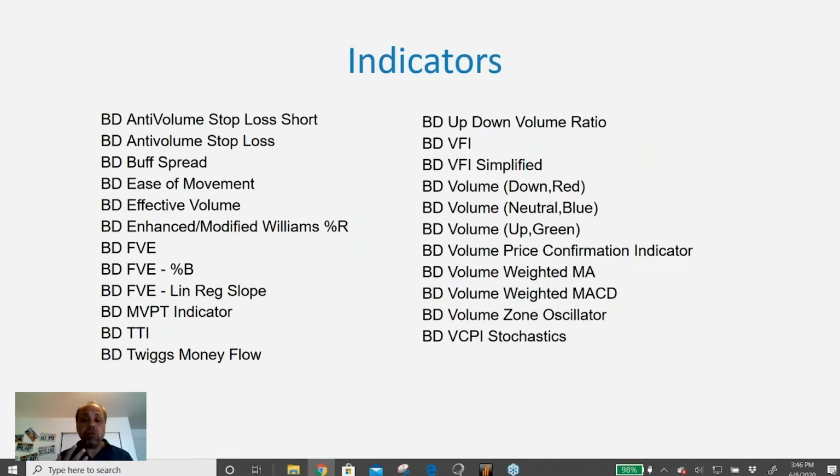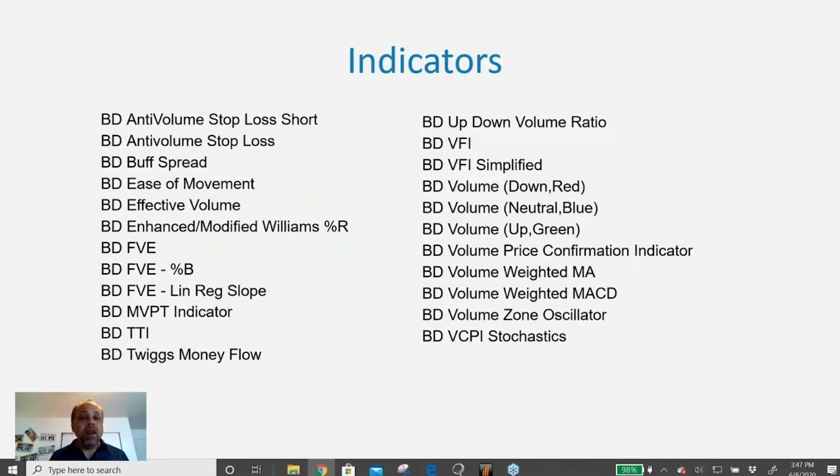And here's a list. I'm certainly not going to read all of these, but it does have like his anti-volume stop losses, the Buff spread. It's got his TTI indicators. He's got his volume weighted MACD, those kind of things. One of the things that you may not be aware of with Buff is he actually created the volume adjusted moving average. So you're probably using Buff's actual indicators, you just have never known about it until now.